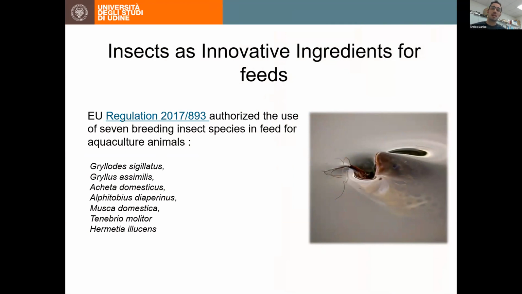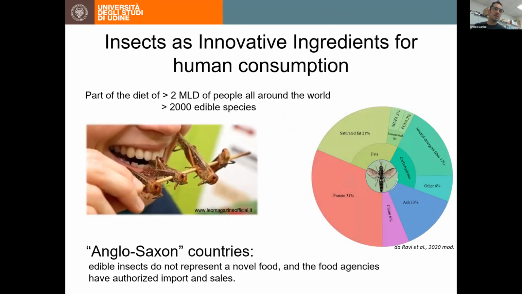For that reason, I will start with a general introduction of the use of insects in aquaculture, because the European Union authorized the use of 7 different species of insects for aquaculture. And this is quite lovely for us because for aquaculture, it's really clear which species can be used. In contrast, if we take into consideration the use of insects for human consumption, things change a lot.